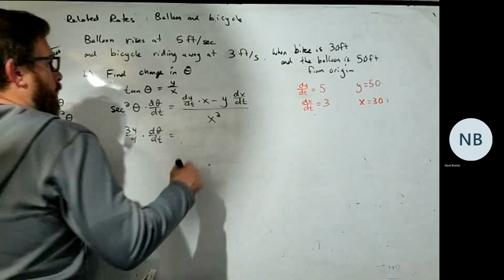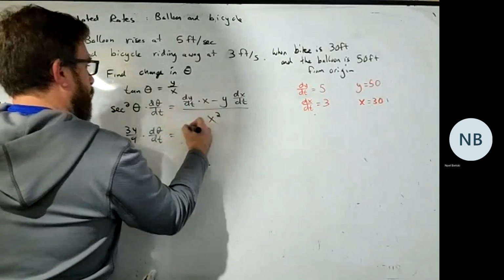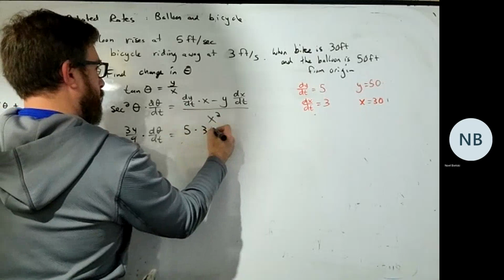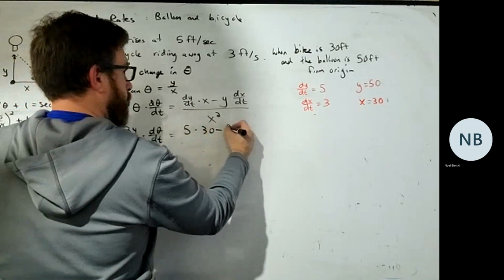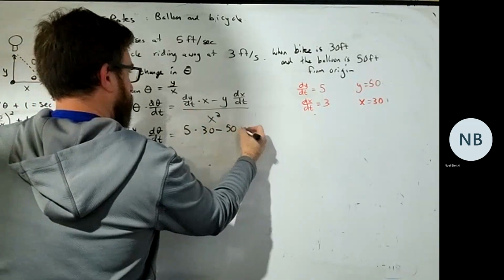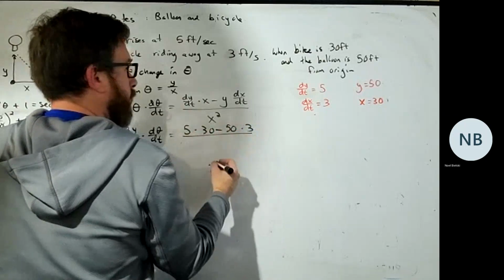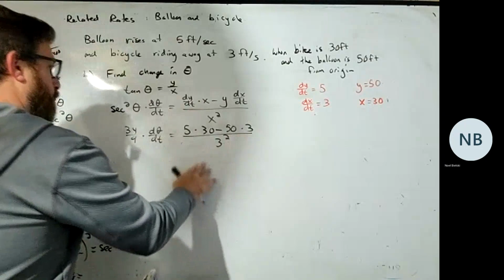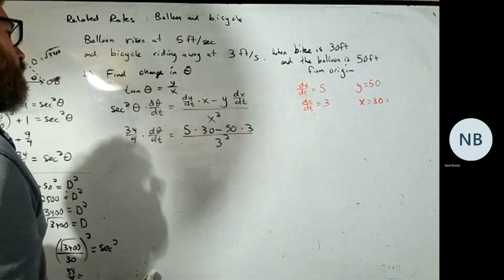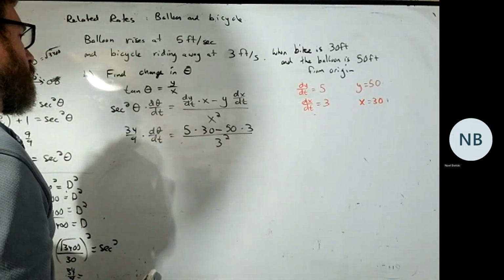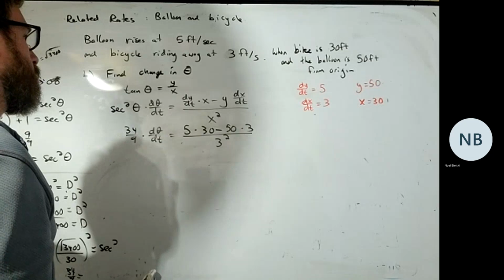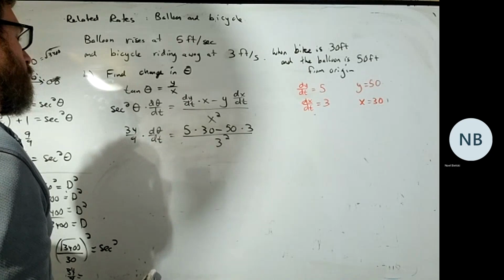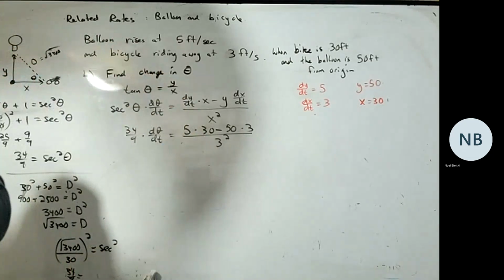Okay. Dy dx is going to be 5 times x, which is going to be 30, minus y, which is going to be 50. Dx dt is going to be 3 all over x squared, which is going to be squared. So it's a 0. Why? Why is that 0? Okay, that it is. Just wondering why.